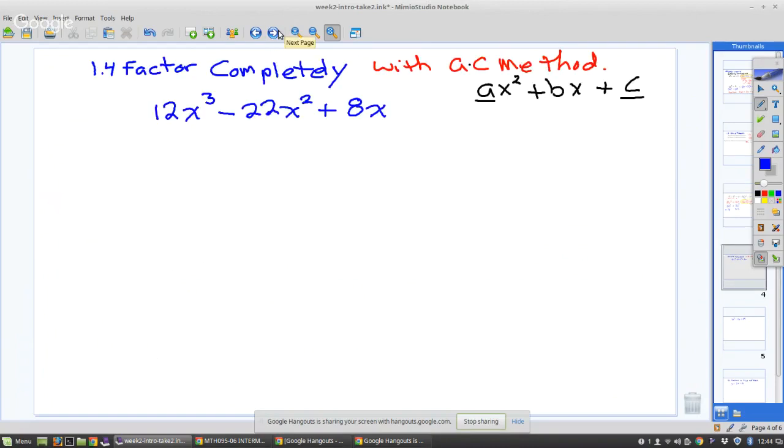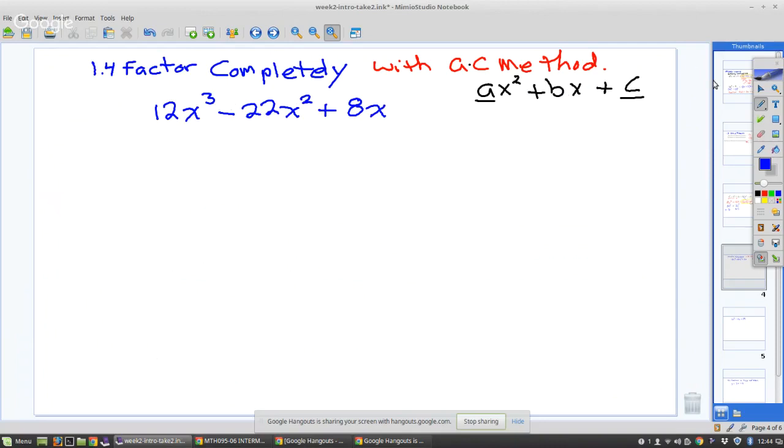So section 4 is about factoring things completely, and the main tool there is what's called the AC method. With the AC method, you have something that looks like this: something a times x squared plus something b times x plus some other number c. I kind of have that right here, an x cubed, an x squared, and an x.